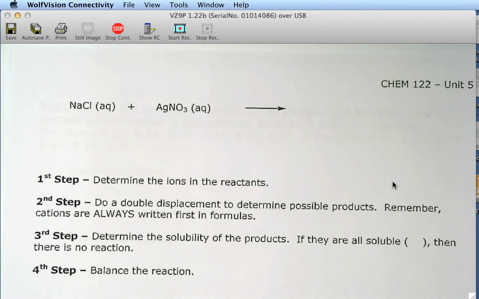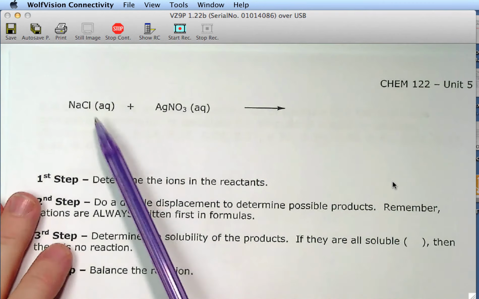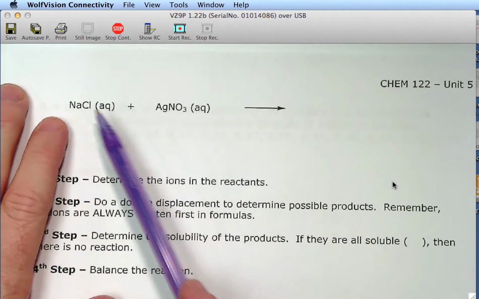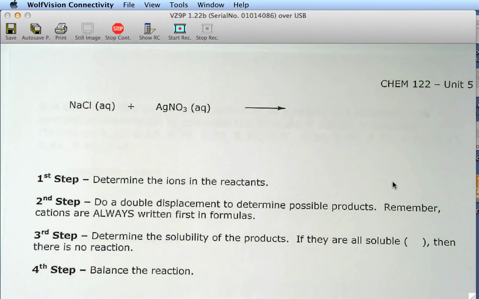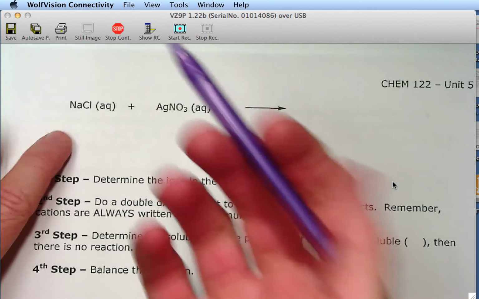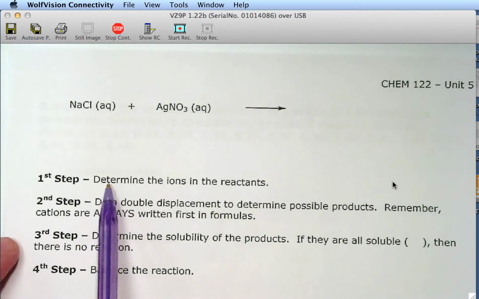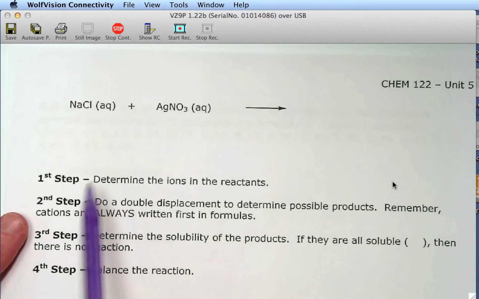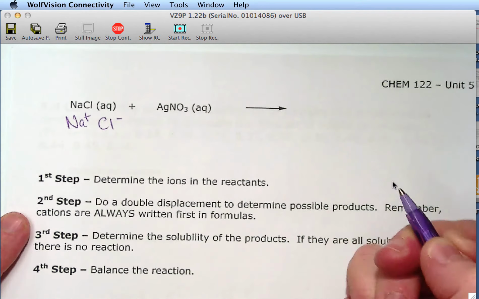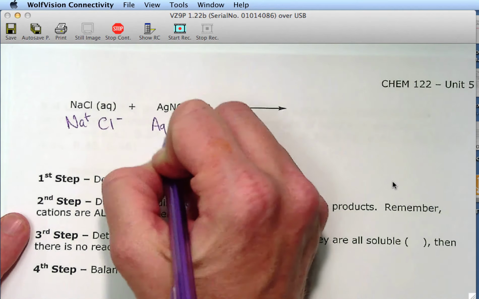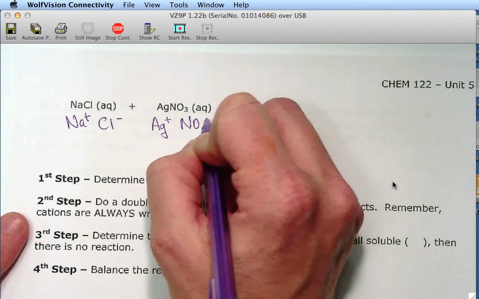So I'll go through this one, and then we'll see this again the next time we meet. So this is what you would see on a quiz or an exam. I would give you the reactants, and I would expect you to give me the products. The first step is to determine the ions in the reactants. So you write out Na plus, Cl minus, and the ions in this one would be Ag plus, NO3 minus.